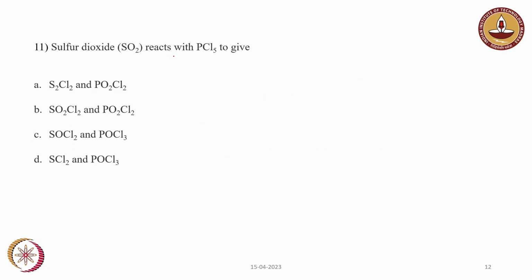Next question is: sulfur dioxide reacts with PCl5 to give. Option A is S2Cl2 and PO2Cl2. Option B is SO2Cl2 and PO2Cl2. Option C is SOCl2 and POCl3. And option D is SCl2 and POCl3. So the reaction is SO2 plus PCl5. So it will give SOCl2 and POCl3. Two of the chlorine will be given to sulfur and one oxygen will be taken by phosphorus. So SOCl2 and POCl3 will be the product. So option C is the answer.